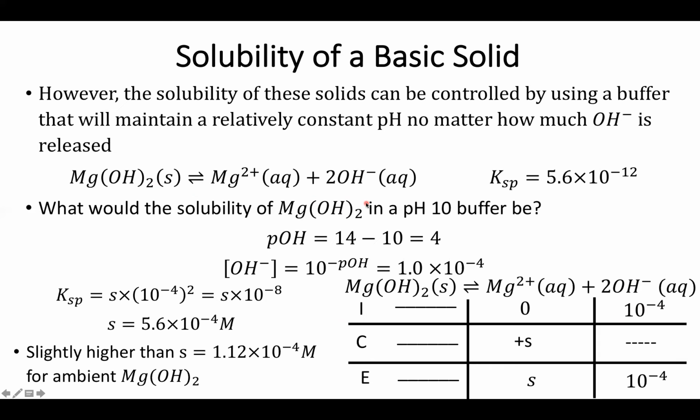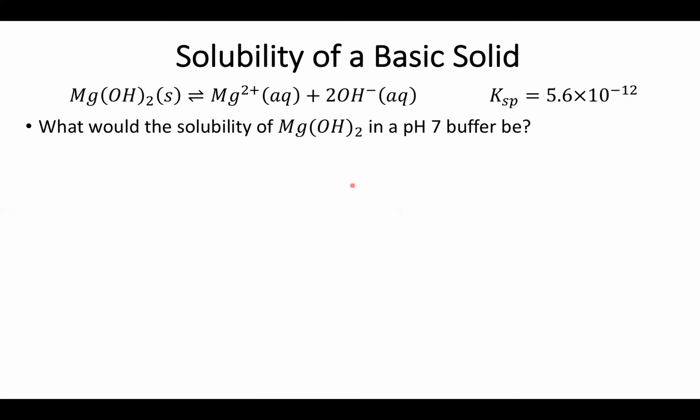Now, what would happen if I decrease this hydroxide concentration a little bit more? So on its own, the concentration is 10^-4. Then we went to a pH of 10, so went slightly lower. Now let's figure out what the solubility would be if I drove the concentration all the way down to a pH of 7.